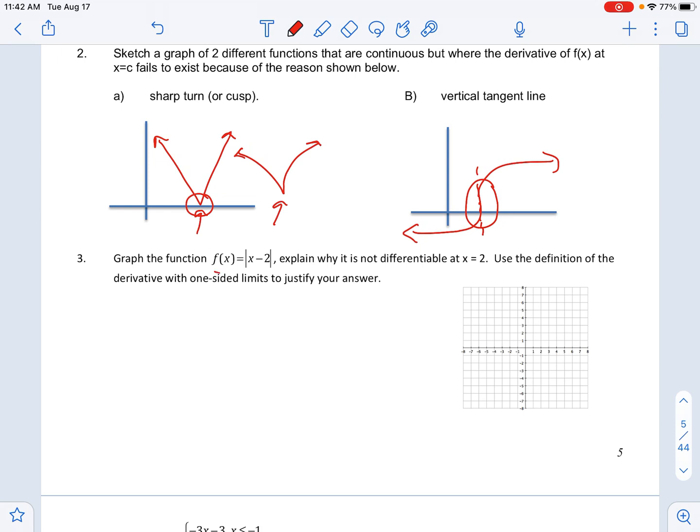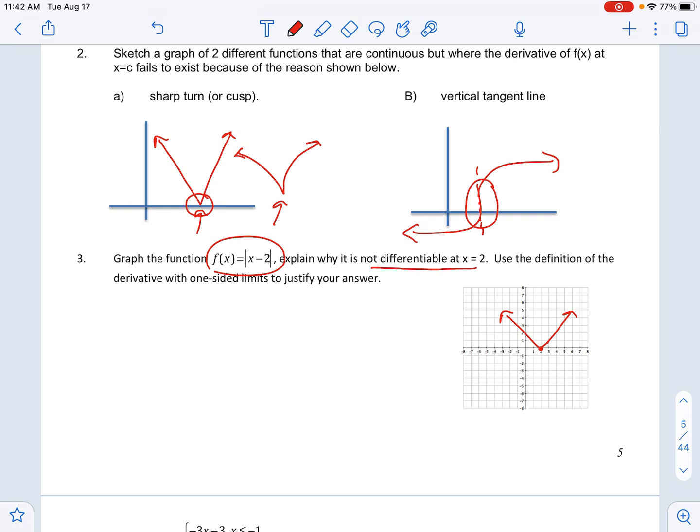So let's look at one of our most basic graphs that has a corner, which is an absolute value graph. Let's look at the graph of the absolute value of x minus 2. We have a vertex at 2, so the graph looks something like this. This is continuous everywhere, right? Just from the graph, I know I can draw this without lifting my pencil, but it is not differentiable at x equals 2. Just from the graph, we know because it has a corner, we can say it's not differentiable, but let's prove this analytically.